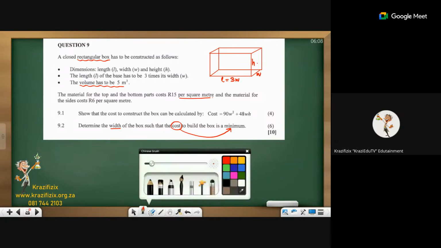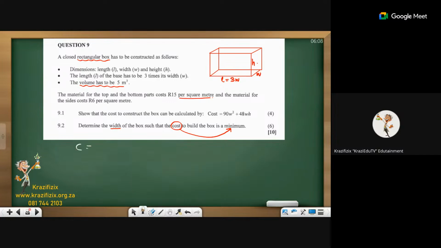We got our cost as 90W squared plus 48H. They said determine the width. Okay, so we're looking for W. But if you check, with W there's H. We need to get rid of the H and only have W. Somebody's saying, but how do we get rid of the H?